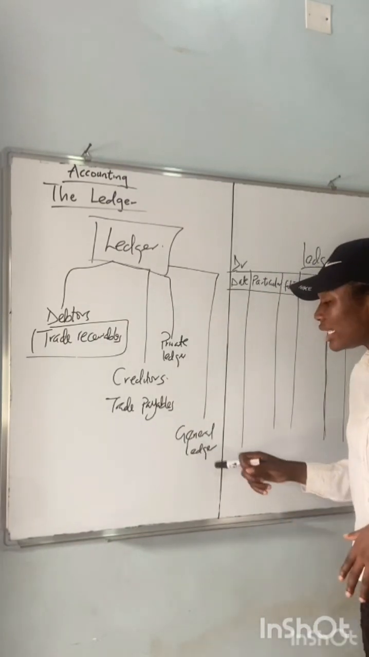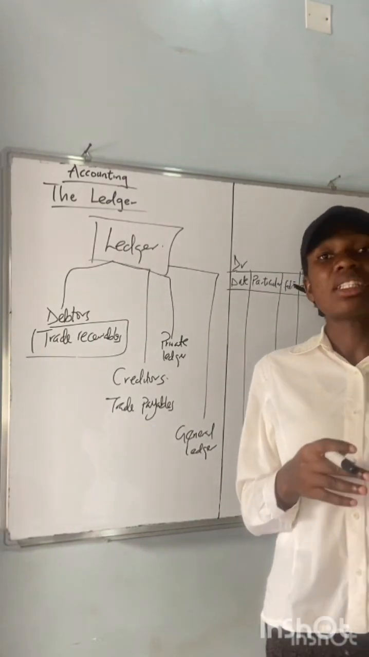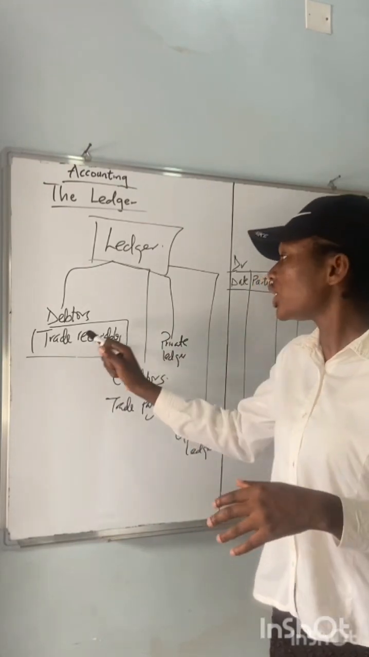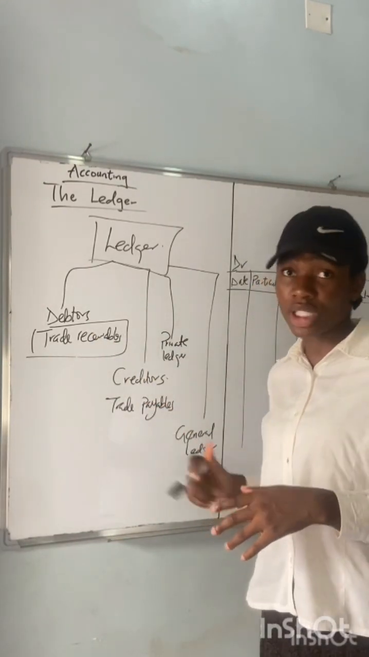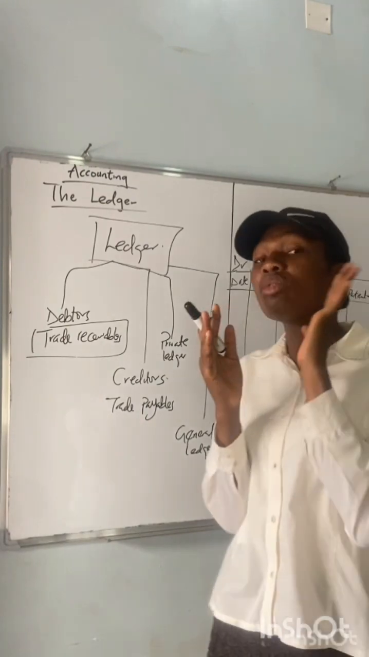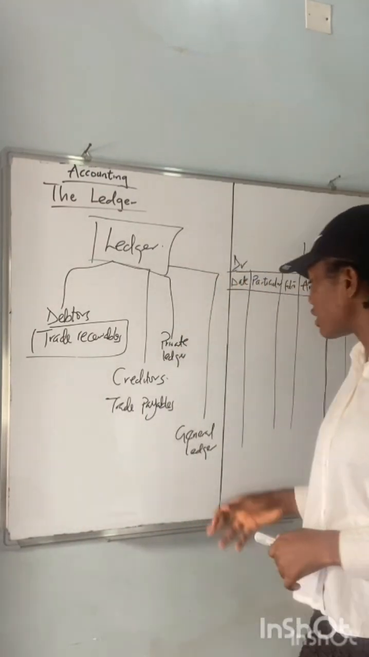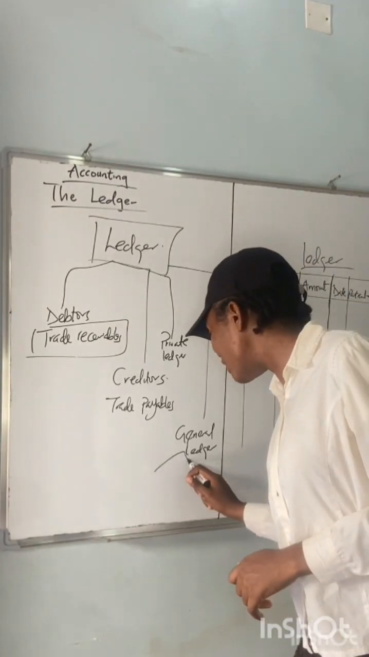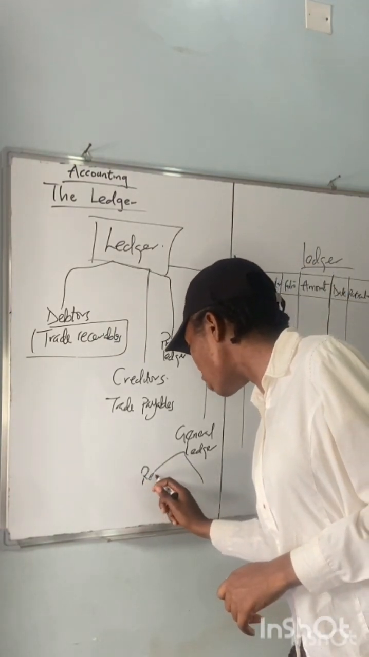Now our general ledger records every other transaction in the business that does not relate to persons. The other ledgers relate to persons. Every other transaction that does not relate to a person is recorded in our general ledger. Now our general ledger can be further subdivided into the real and nominal.